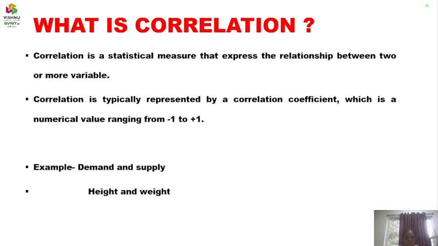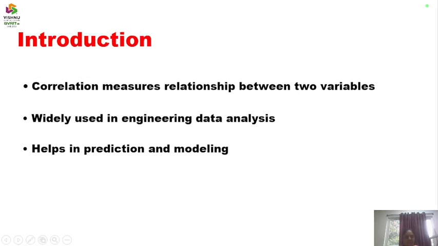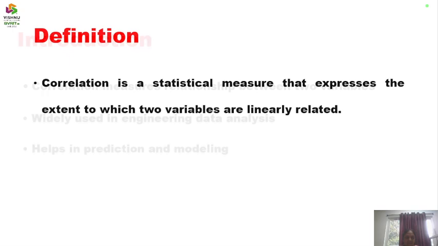What is correlation? As you know very well, the minimum knowledge about correlation, I'm going to tell with a small definition. Correlation is a statistical measure that expresses the relation between two or more variables. It is typically represented by the correlation coefficient, a numerical value from -1 to 1. Examples are demand and supply, and height and weight. In the introduction, correlation measures the relationship between two variables and is widely used, especially in data analysis in engineering, and helps in prediction and modeling also.